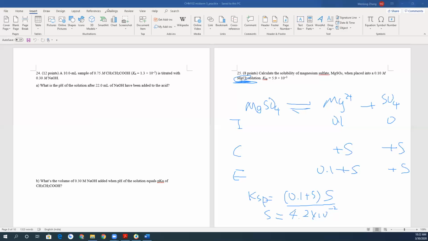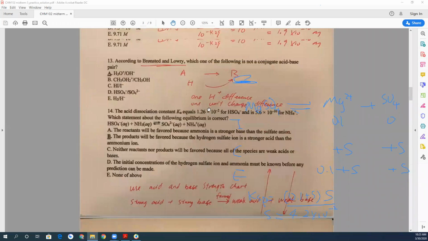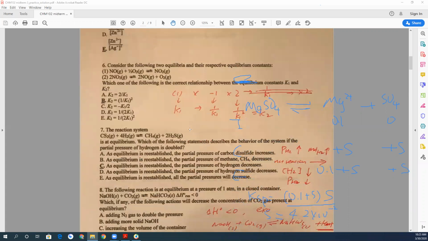Professor Zhang, what chapter was number 6 from? Number 6? You mean the number 6 multiple choice? Yes. Oh, that's chapter 17. I think we talk about this in the lecture after the spring break. Okay. Thank you.